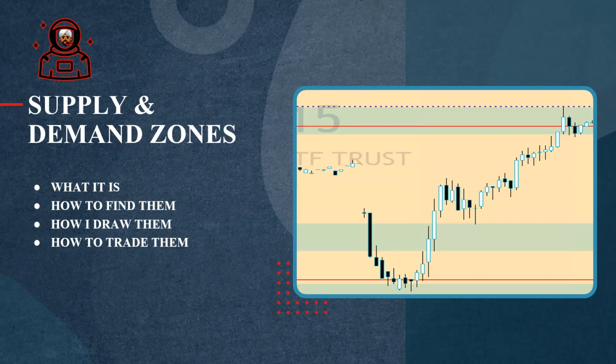All right, let's go ahead and start. I hope you guys can all see my screen here. So we're going to be going over supply and demand zones, what they are, how to find them, how I draw them, and what everyone's probably here for, how to trade them. And we do have some really good trade examples at the end. We have about 5 to 6 trade examples.